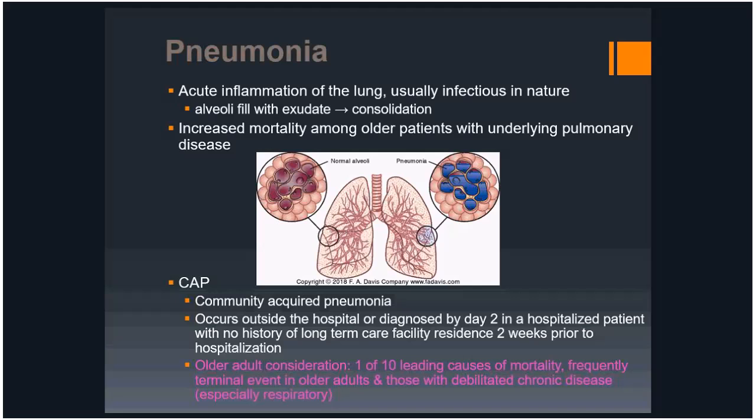This is Dr. Chris Robertson providing an overview of pneumonia. By definition, it is an acute inflammation of the lung, usually infectious in nature. This is when the alveoli fill with exudate, which causes the consolidation. With pneumonia, you do have an increased mortality among older adults, particularly with underlying pulmonary disease.